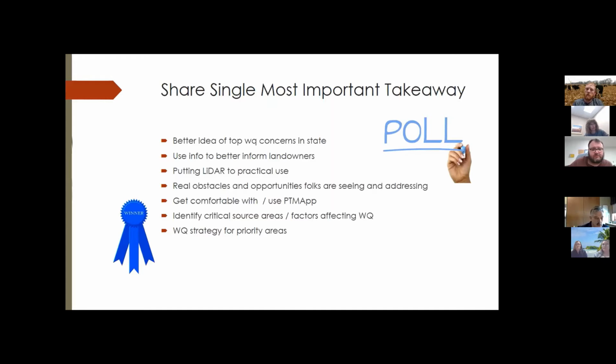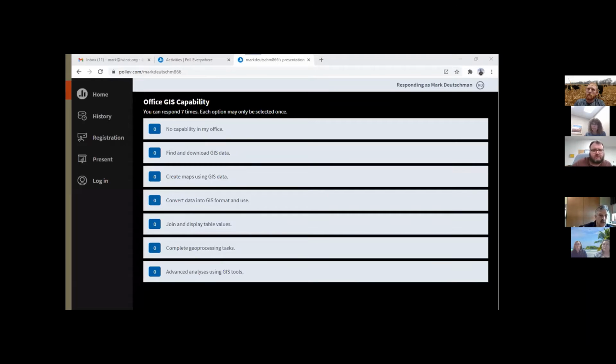So that's why I put the blue winner sticker on here. Those three bottom items really relate to that. How to identify areas where I should start work? How do I identify where the problem areas are? And then ultimately, how do I use Ptm App to develop a strategy? Again, I'm going to show you how to use Ptm App, but within the context of addressing water quality concerns in your watershed.